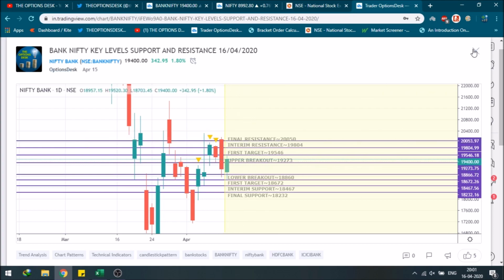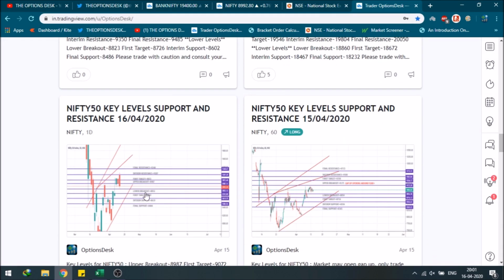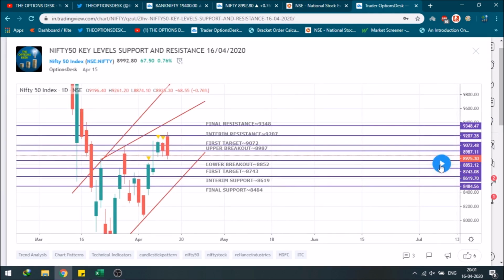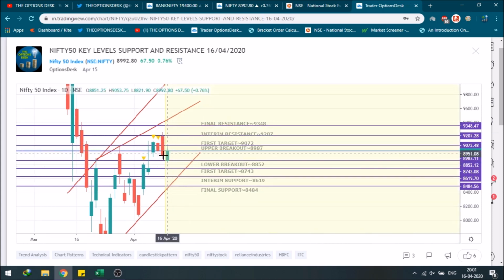Now let's jump into the Nifty 50 analysis for today, and see how it worked out. As you can see, the 16 April candle hasn't been formed yet, so let's unlock the new trading bars. It opened clearly at the lower breakout, didn't go much lower, and just went up and hit our upper breakout and came close to the first target. The high was 9053 and the first target was 9072. So with an approximate error of plus or minus 15 to 20 points, we can take it that the first target was approximately hit.